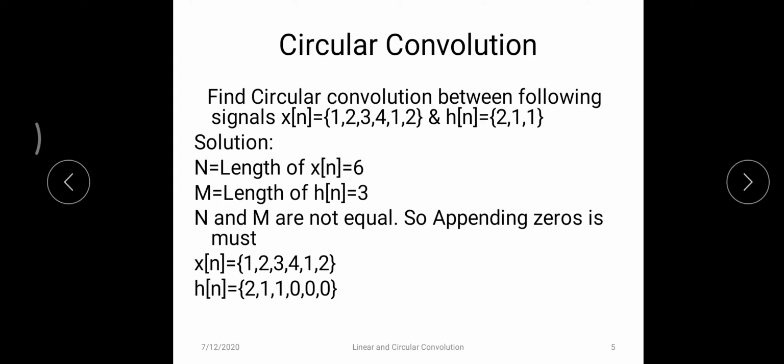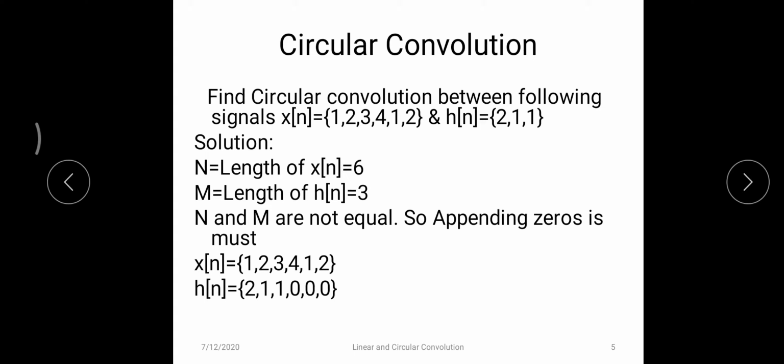Here n represents the number of samples in x of n, or the length of x of n, that is nothing but 6, where m is the number of samples in h of n. So here the number of samples is 3. The first and foremost condition to proceed with circular convolution is that the length of x of n and the length of h of n should be the same. If the lengths are not equal, we cannot perform circular convolution between those sequences.